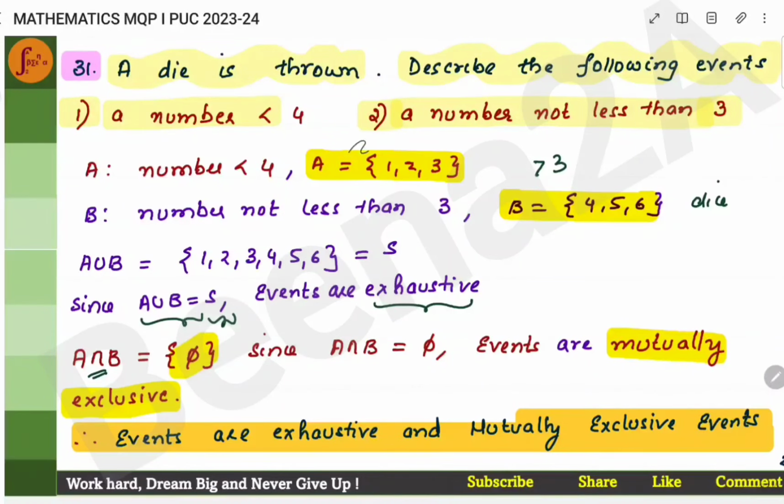If one occurs, the other doesn't occur. Either you can have a number less than 4 or a number not less than 3. Can you have both? You can't have a number less than 4 and a number greater than 3. It's not possible. Either you can get a number less than 4 or a number greater than 3. Both are not possible. Therefore, this is called mutually exclusive. So, the conclusion is that the events are exhaustive and mutually exclusive.